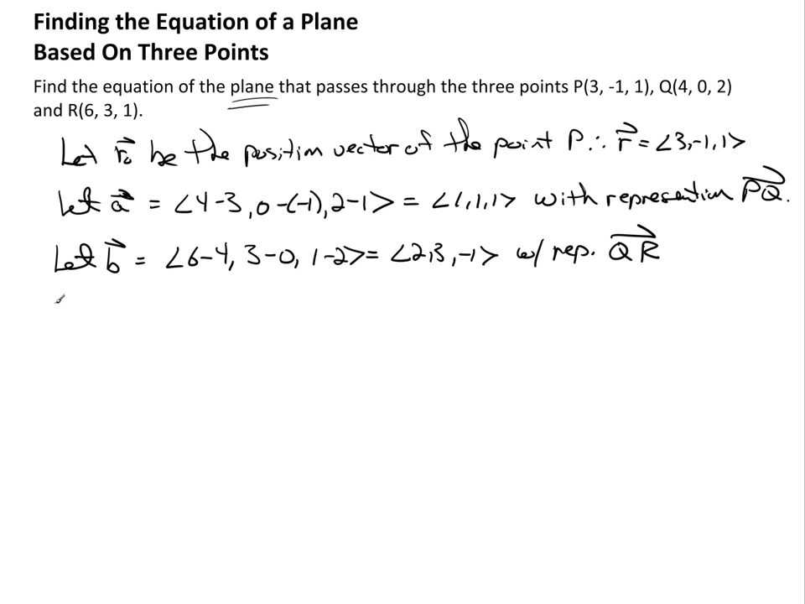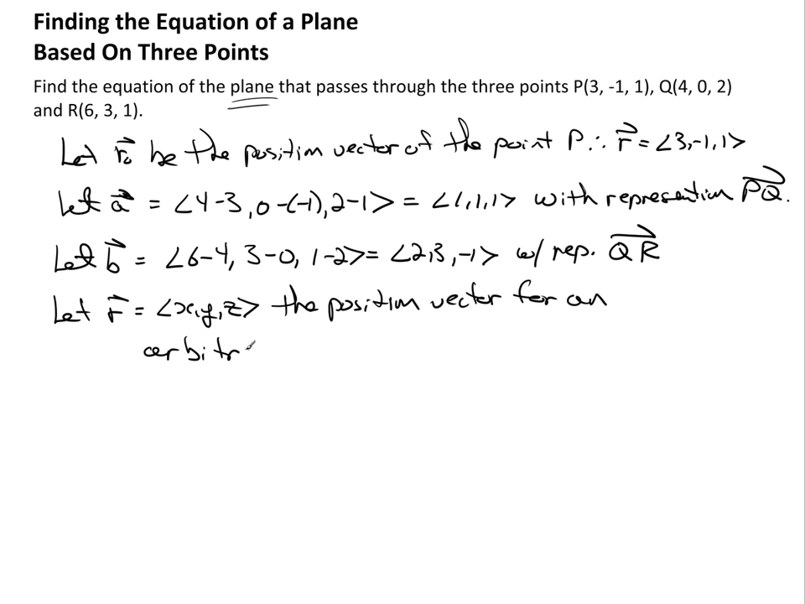Okay, so now I'm going to let vector r equal x, y, z. And vector r is going to be the position vector for an arbitrary point on the plane. This is necessary. We have to do this because that's how I get my x, y, and z into my equations.